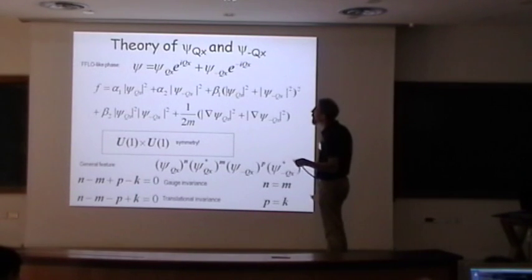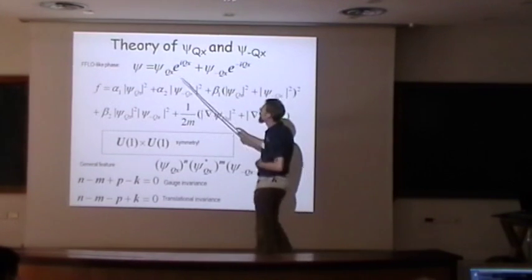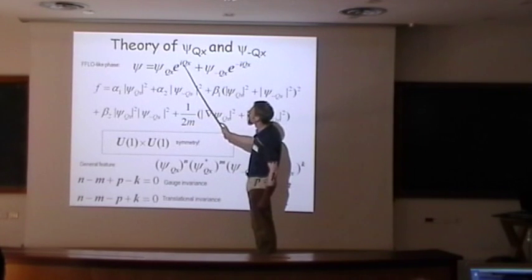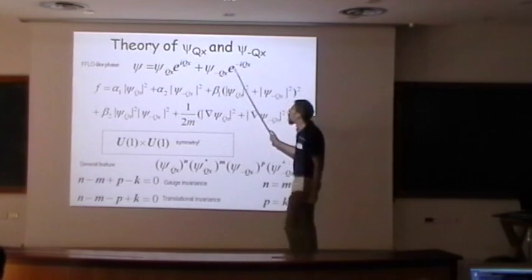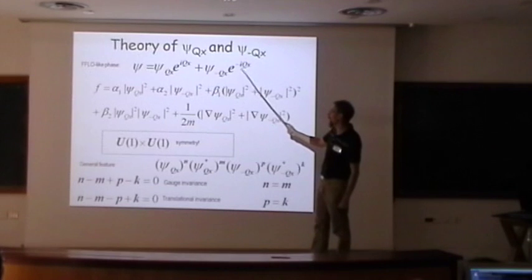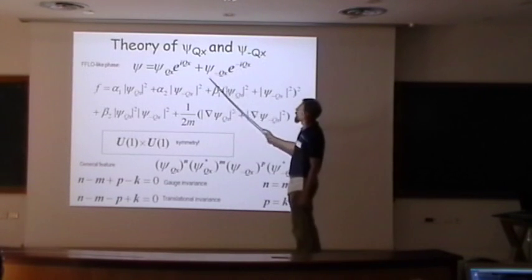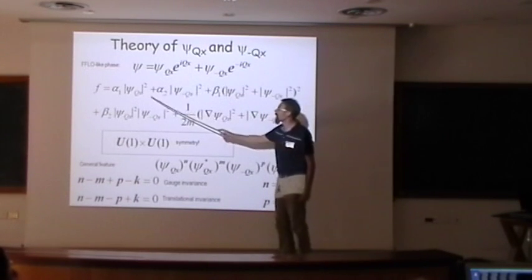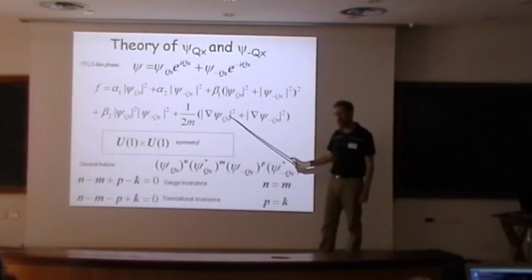I want to turn again to Ginzburg-Landau type theory and say, well, in the FFLO-like phase, I have two components to my order parameter. I have a modulation e to the iQx and a modulation e to the minus iQx. And so now, instead of expanding in psi, I can expand in these two new components here, and I can write down a free energy density for that.